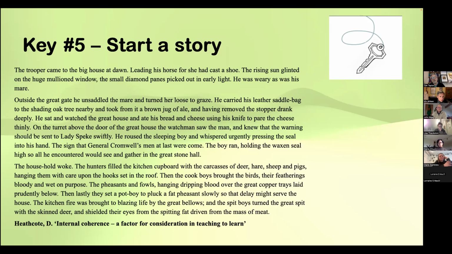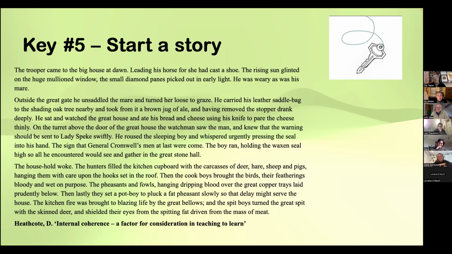I won't read the whole thing, but it's full of lovely Dorothy-type language. On the turret above the door of the great house, the watchman saw the man and knew that the warning should be sent to Lady Speck swiftly. He roused the sleeping boy and whispered urgently, pressing the seal into his hand, the sign that General Cromwell's men at last were come. The boy ran, holding the wax seal high, so all encountered would see and gather in the great stone hall. You can imagine her reading this out loud in class, can't you?